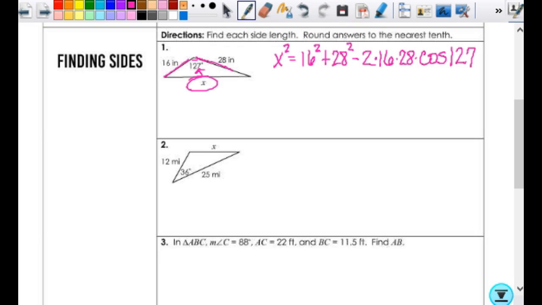So to the nearest tenth then, x is going to be equal to 39.7 inches. Good, and our units are very important. Right? Any questions at all?